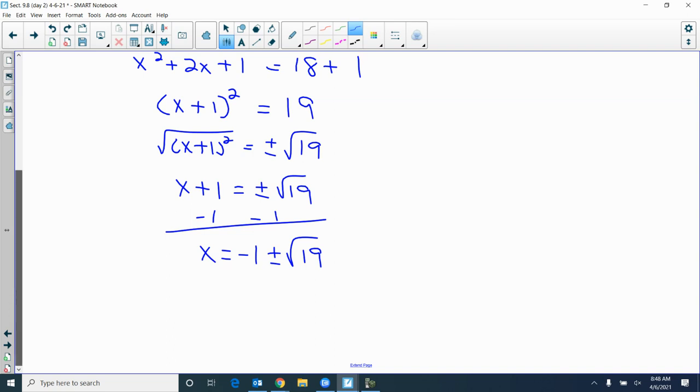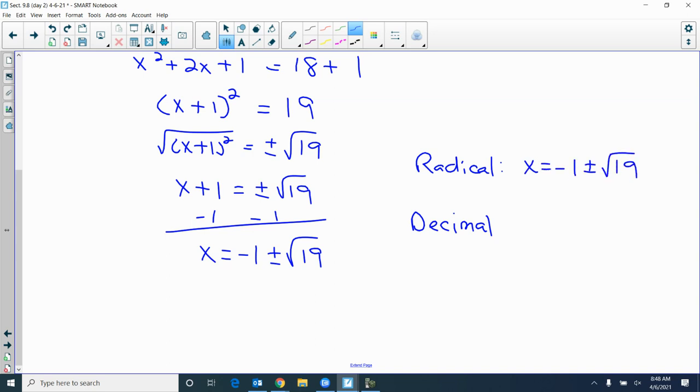What does it say at the bottom of your page? It has radical, and then it has decimal. You're going to have to write this both ways. Right now, the radical answer is just going to be x equals negative 1 plus or minus square root of 19. Put that down exactly as it is. It has to be negative 1 plus or minus square root of 19.